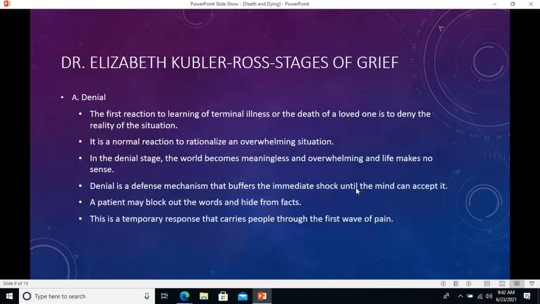Dr. Elizabeth Kubler-Ross talks about the stages of grief in your book. So first one is denial, right? The patient doesn't want to accept that maybe they have a terminal illness, or maybe that they have breast cancer, or maybe that their family member is dying.